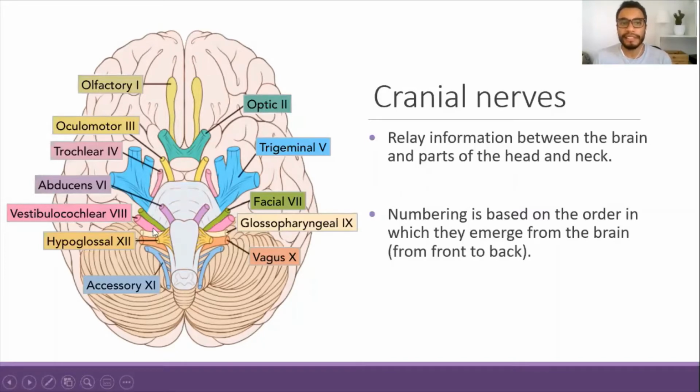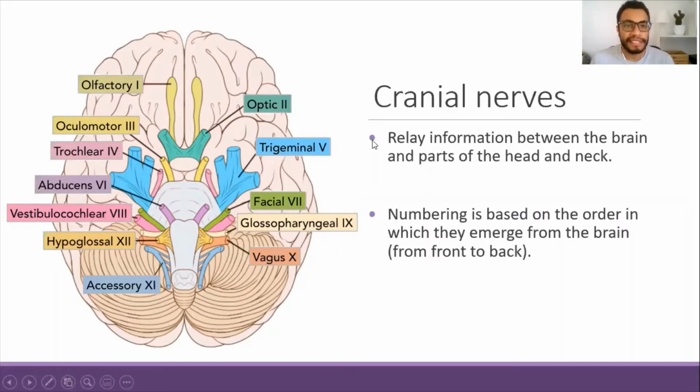If we have a look at this view, this is an inferior view of the brain. In this view we can see the cranial nerves better. There are 12 pairs of cranial nerves, and their main function is to relay information between the brain and parts of the head and neck. The 12 pairs are numbered according to their location, from the top to the bottom, and also from anterior to posterior.